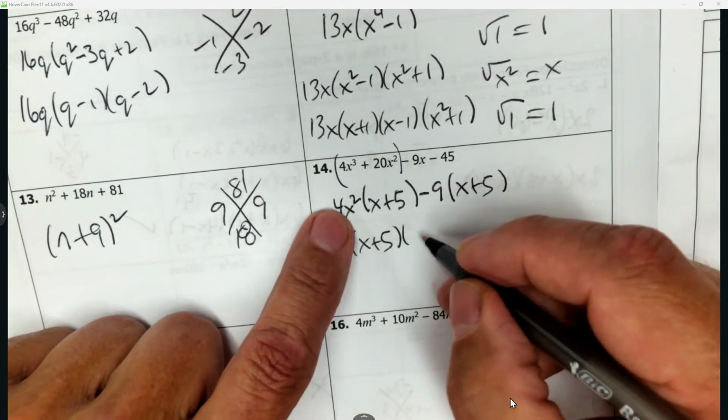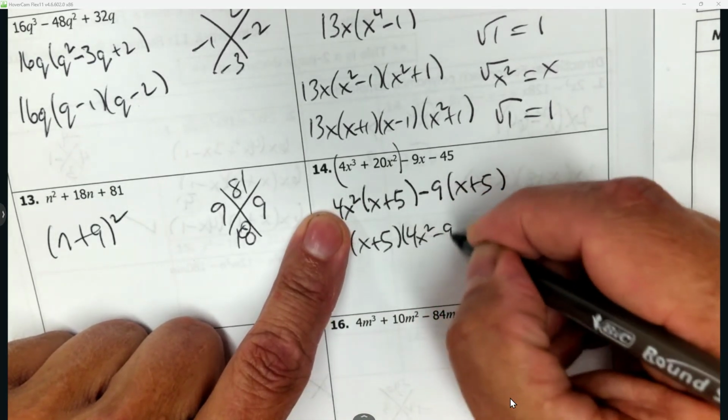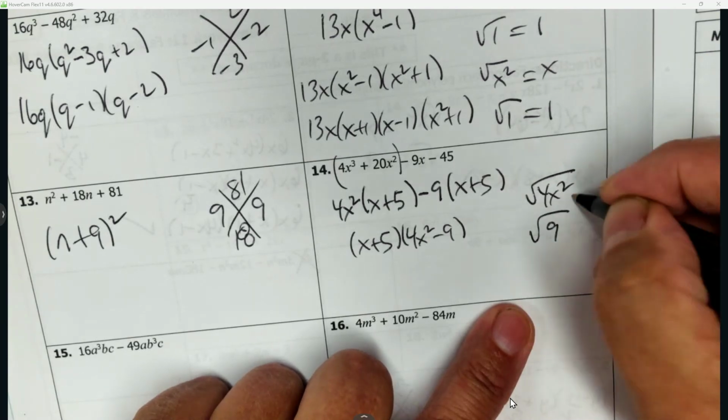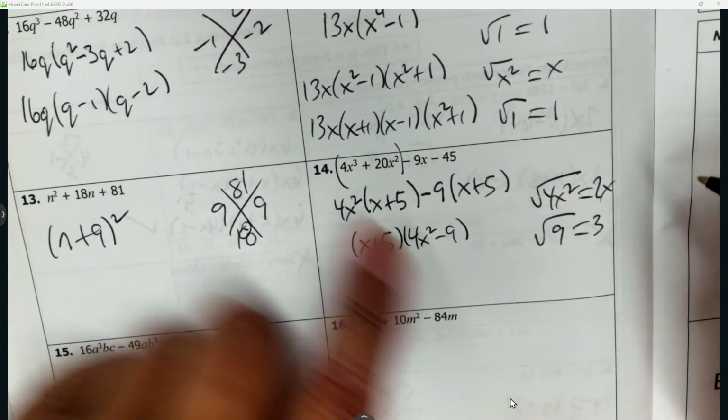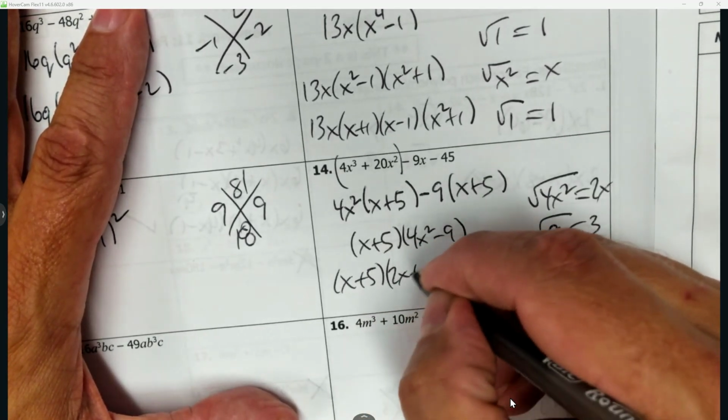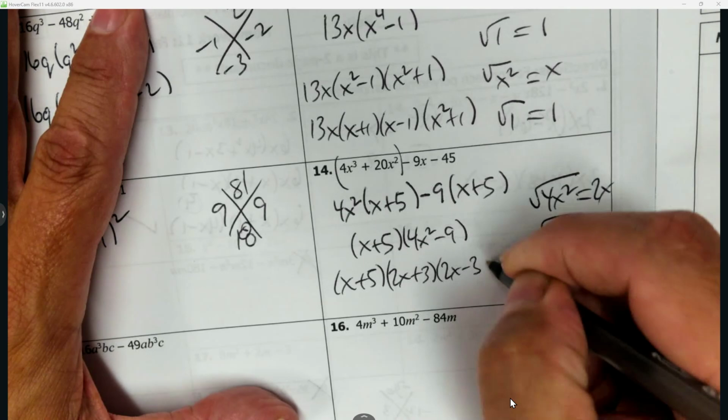And then what's left is 4x squared minus 9. Now that's called a difference of squares. You can square root 4x squared and square root 9. So that's 2x and 3. So one factor is 2x plus 3, and the other factor is 2x subtract 3.